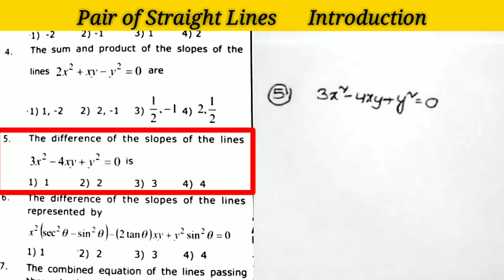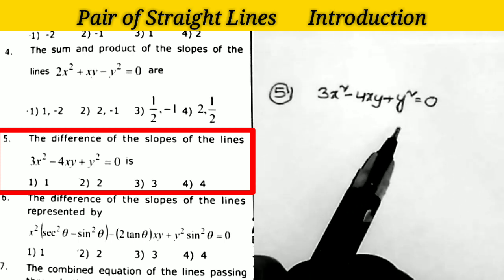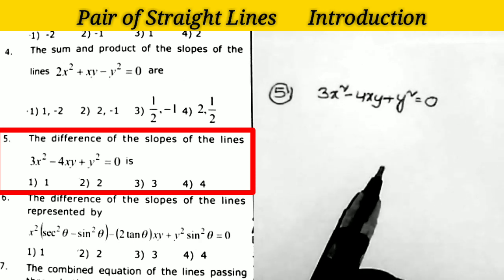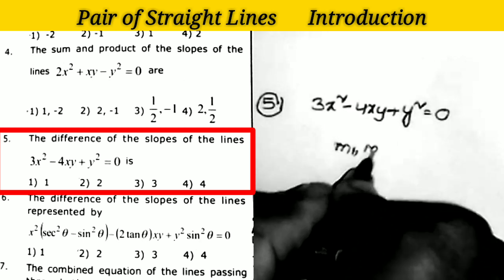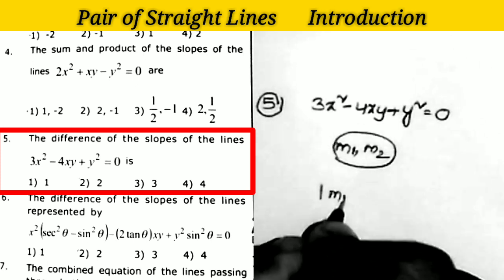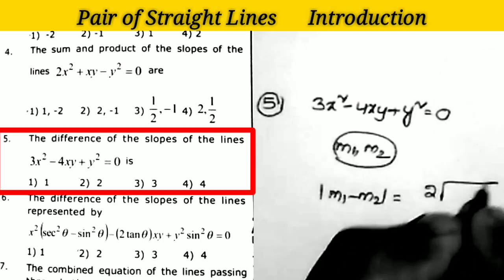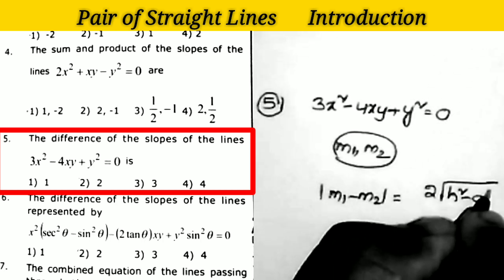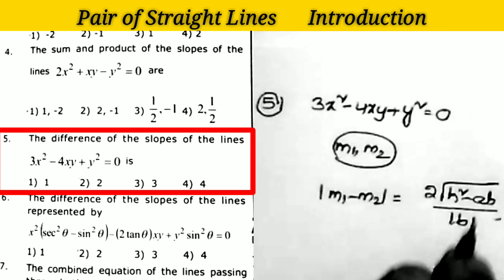Next problem, sum number 5. The difference of the slopes of the lines represented by the equation 3x² − 4xy + y² = 0. The difference of the slopes. So what are the slope values, m1, m2? Here we have a direct formula to find the difference of the slopes, that is m1 − m2 = 2√(h² − ab) / |b|. This is the formula for finding the difference of the slopes.